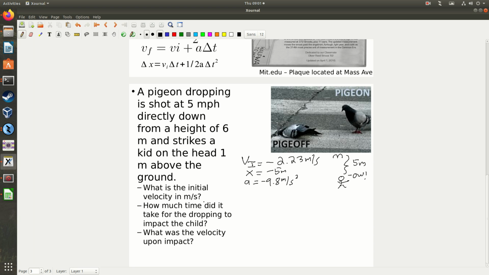We want to know the time it takes for the dropping to impact the child. As I said, one of my favorite equations is x equals vi delta t plus 1/2 a delta t squared. We know x is negative 5 meters. We know vi is negative 2.23 meters a second. Delta t minus 1/2, I just brought it out front, of 9.8 meters a second squared, delta t, oh, ran out of room, delta t squared. It's cut me off over here.